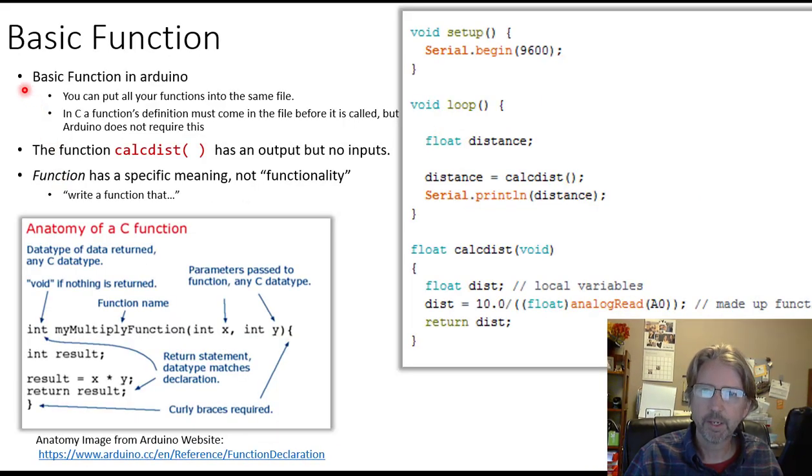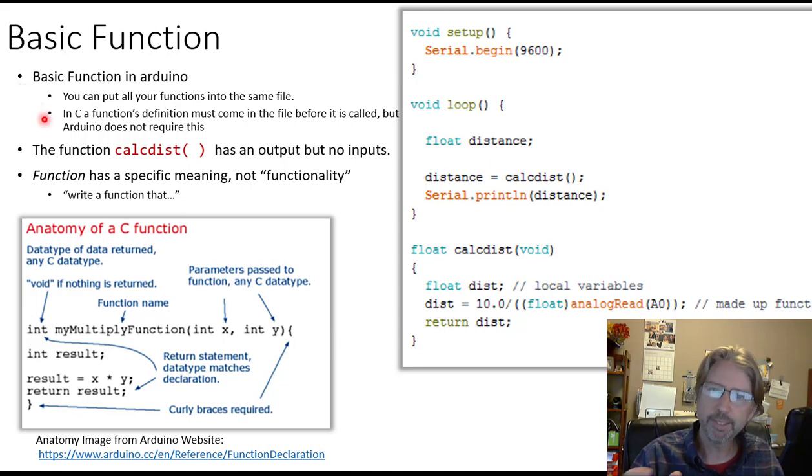Starting at the top here, with a function in Arduino, you can put them all into the same file. That's the most common thing. You have your .ino file and put all of your functions into that file. In something like MATLAB, it's traditional to have a separate file for each function, and you can do that in the Arduino too if you'd rather. It makes them more modular.